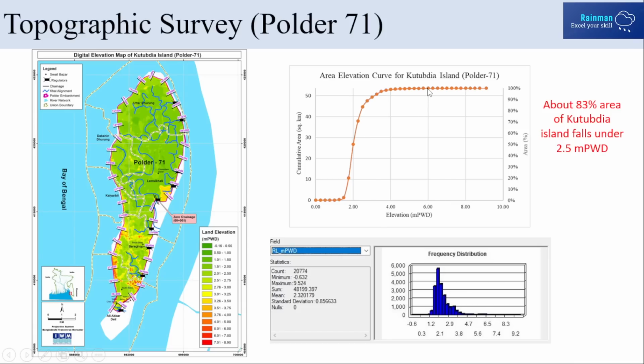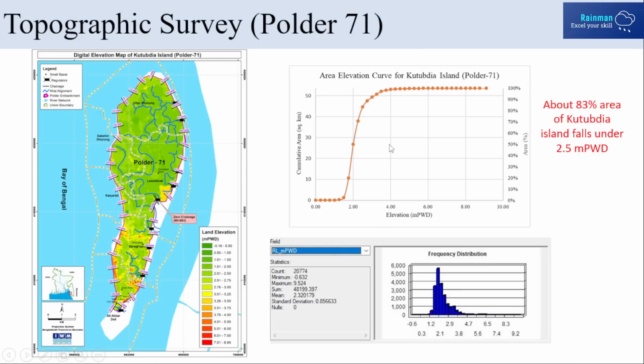Let's say 4 meter PWD. There is no value more than 4 meter PWD in whole area, the land level you see here. After this, it is almost straight line. That means all the area falls under 4 meter PWD. There is no area which land level is more than 4 meter PWD. 100%. Here you see the 100% area is 4 meter PWD.